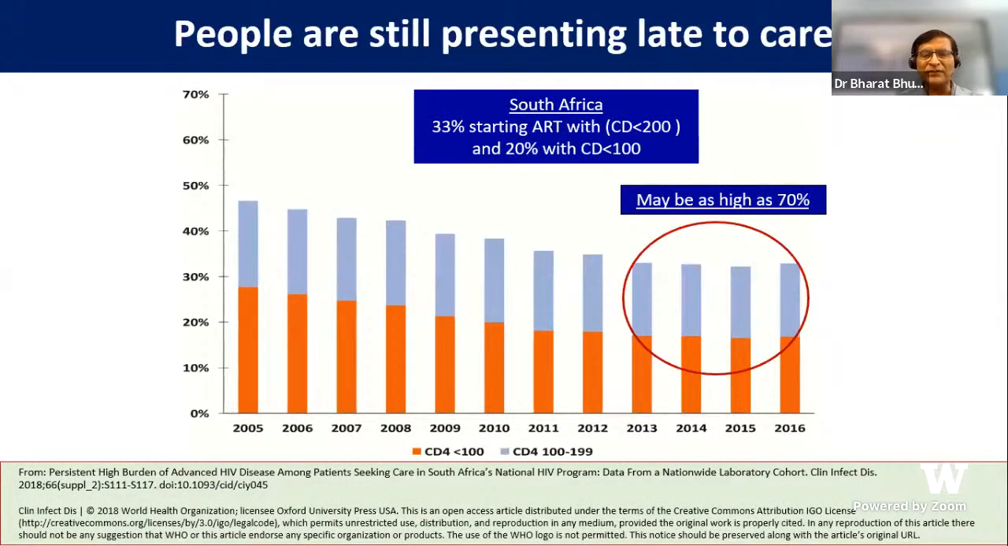If we really look at this graph, even presently in countries which have large treatment programs, like South Africa, which has almost 6 million on treatment, there also 1 in 3 people are starting with CD4 count of less than 200. And 1 in 5 people are presenting with CD4 count of less than 100. And in some of the Central and Sub-Saharan African countries, it could be as high as 70%.